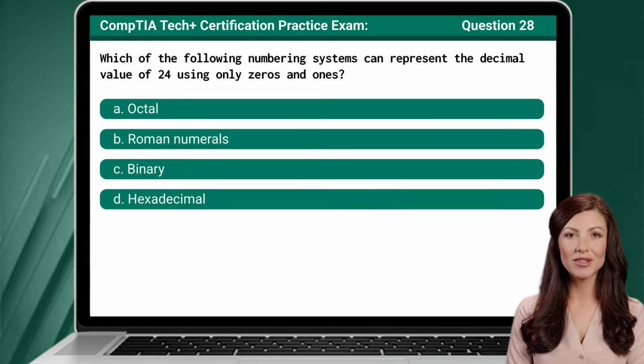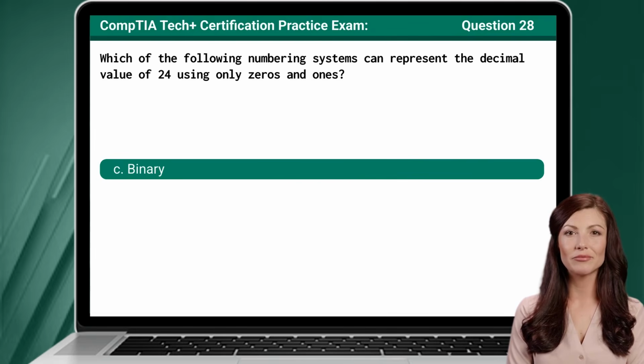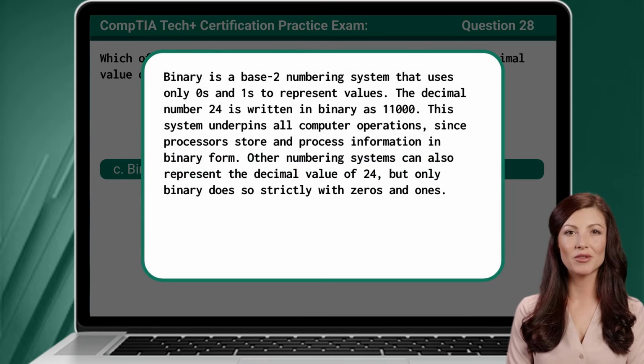Question 28. Which of the following numbering systems can represent the decimal value of 24 using only zeros and ones? The answer is C. Binary. Binary is a base 2 numbering system that uses only zeros and ones to represent values. The decimal number 24 is written in binary as 11000. This system underpins all computer operations, since processors store and process information in binary form. Other numbering systems can also represent the decimal value of 24, but only binary does so strictly with zeros and ones.